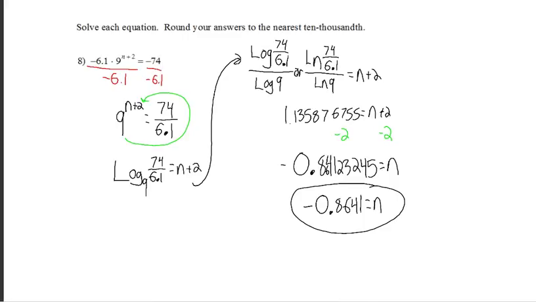This problem, number 8. Well, solve each equation, round your answer to the nearest 10,000, which means 4. Count it 4 decimal places. So before I can do anything here, I need to get this base by itself. What I do is I get rid of any coefficients out in front or any numbers behind it, like a +7 or a -12 or something like that. So here I have a -6.1. It's attached with multiplication. I must divide it over.